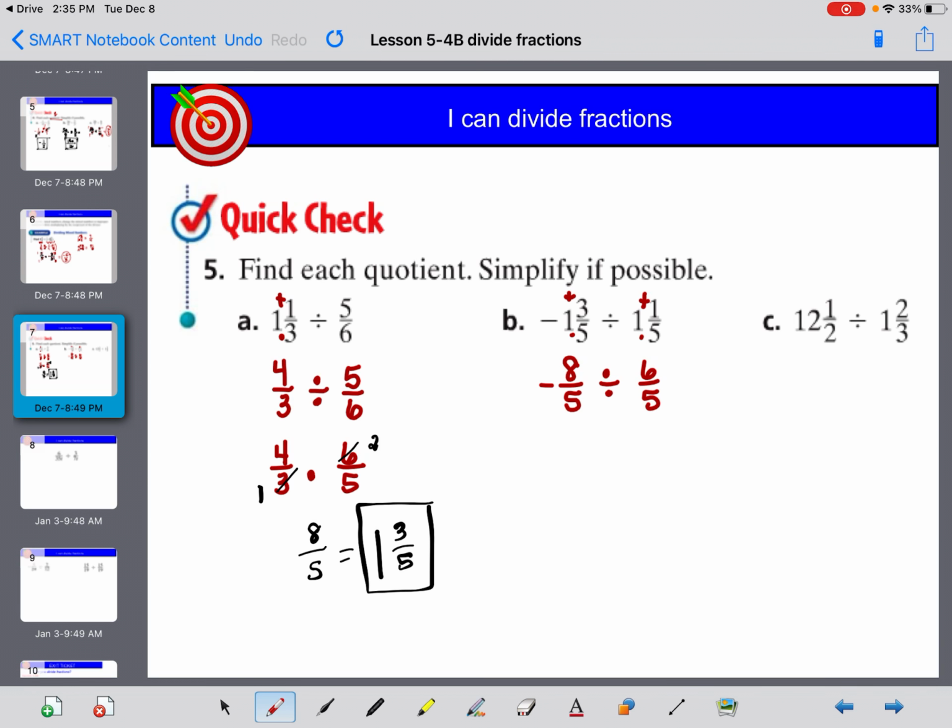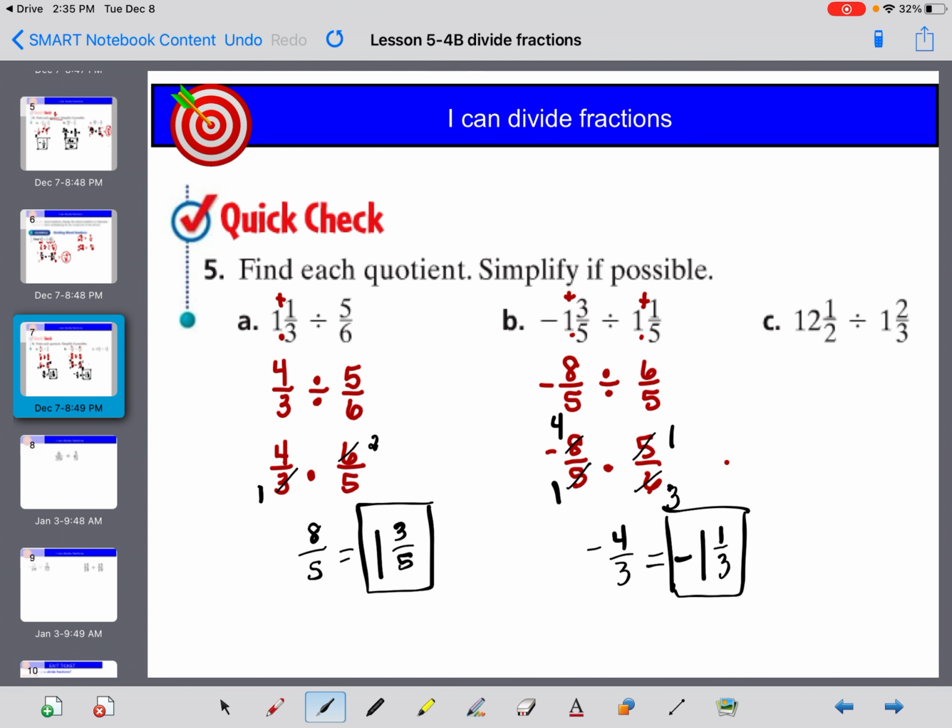The first step is to convert all mixed numbers to improper. The second step is to multiply by the reciprocal. In multiplying fractions, I simplify the fractions by dividing out common factors. You should have gotten negative 4/3 as your answer, which is the same as negative 1 and 1/3.